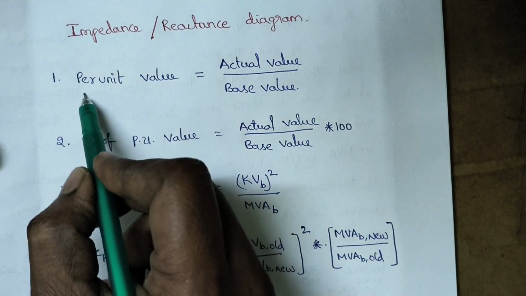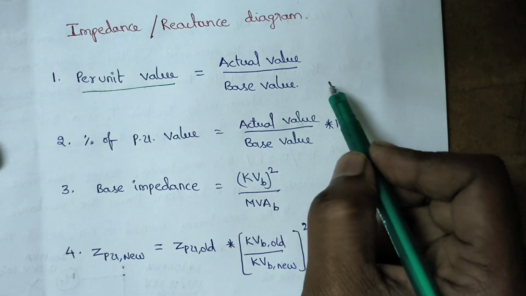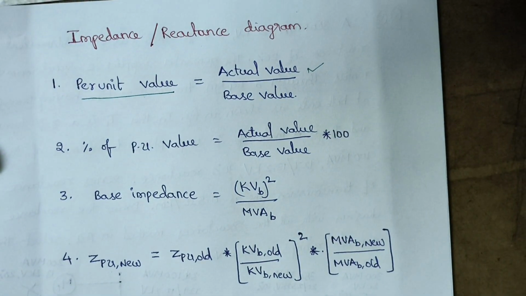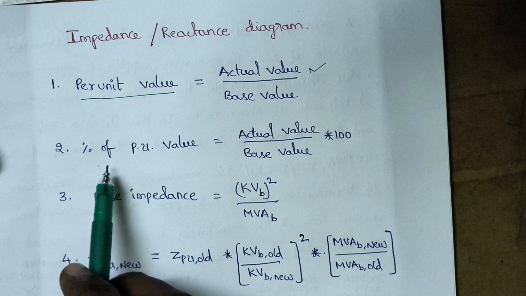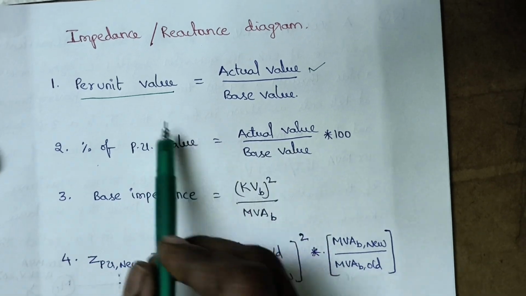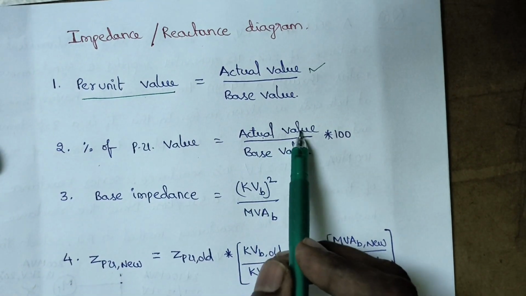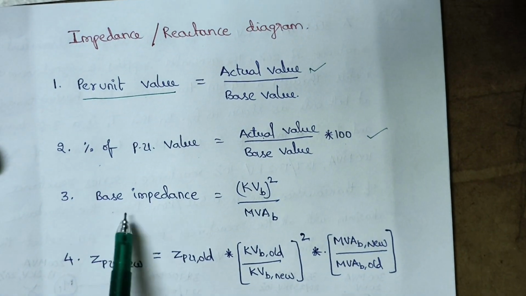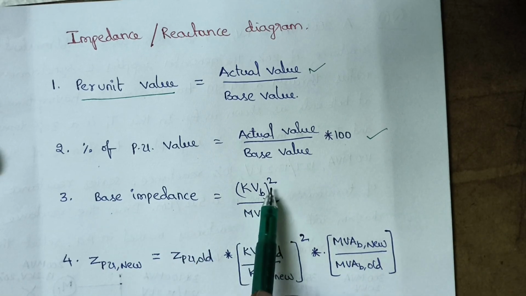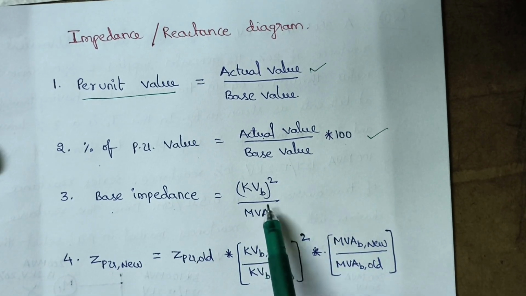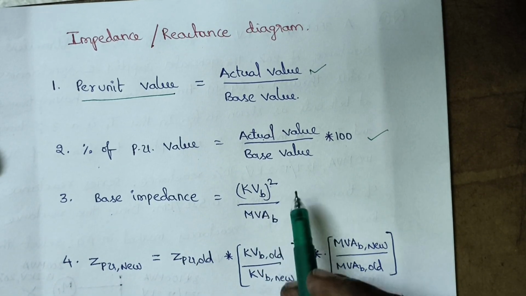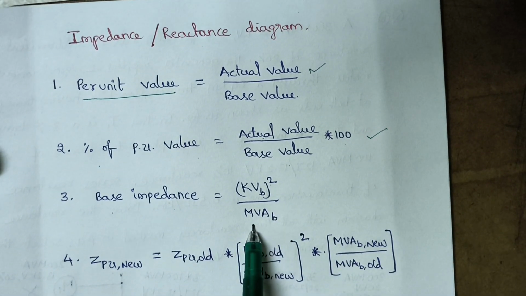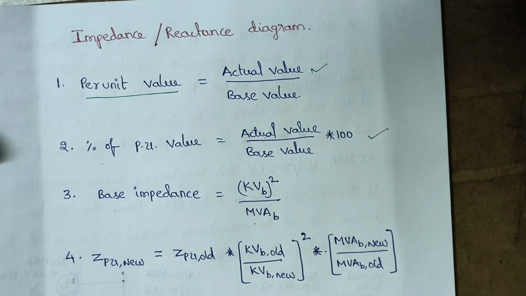The first one is, what is per unit value? Per unit value is the ratio of actual value to the base value. The second one is, what is the percentage of per unit value? It is the same thing, actual value by base value into 100. And the third one is, what is base impedance? Base impedance is the ratio of the square of kV base, that is the voltage in kilovolts, to the MVA base, the power rating.